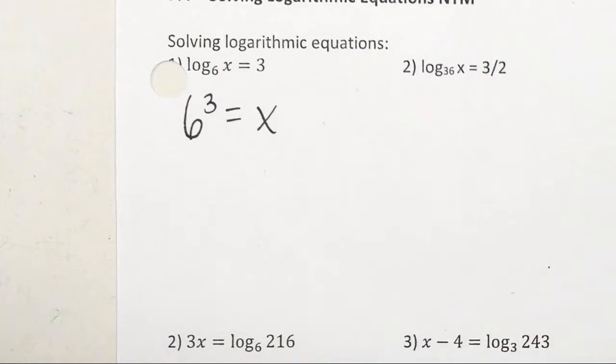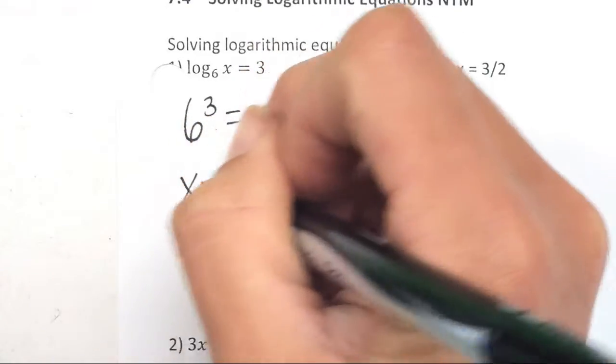So now to solve for x, all we have to do is what? Cube 6. So what is 6 cubed? 216. That's it.